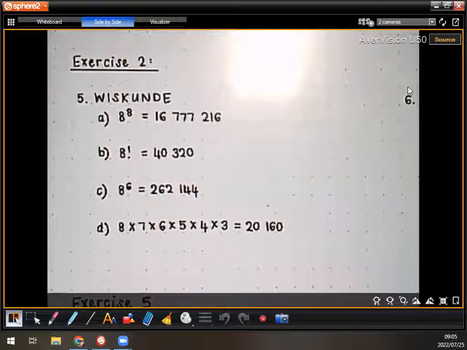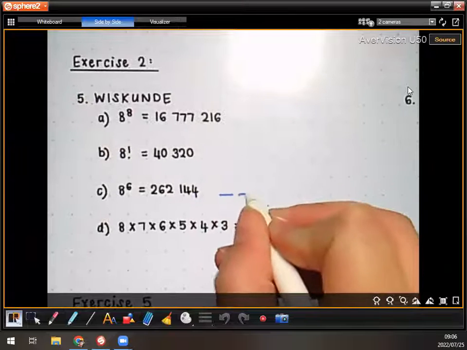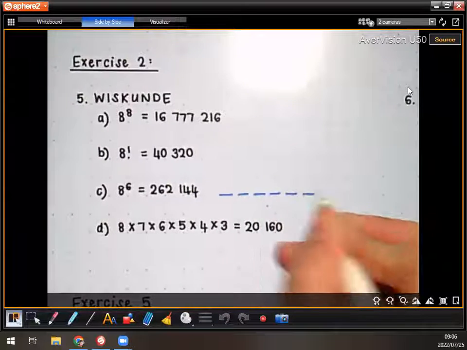Then for 5B, they were asking how many words you can make using those letters if the letters cannot be repeated. So that would be 8, and then for the next one 7, and then 6 and 5 and so on. Then for C and D, guys, they were now asking how many 6-letter words you can make using those letters, right? So now if you wanted to do your lines, you would have to make 6 lines. So 1, 2, 3, 4, 5, 6.